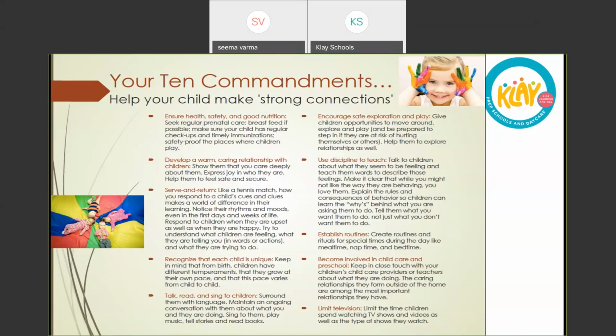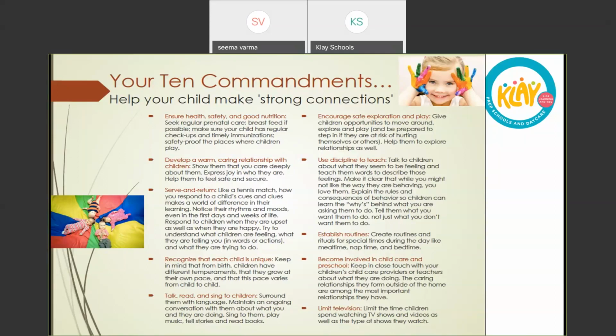Which seed will blossom into which flower is something none of us know. But we know that they will bloom when the time is right and when the environment is right. Talk, read, and sing to children. The most critical and important thing. Please talk as much as you can. Talk about daily things, talk about everything that you're introducing.